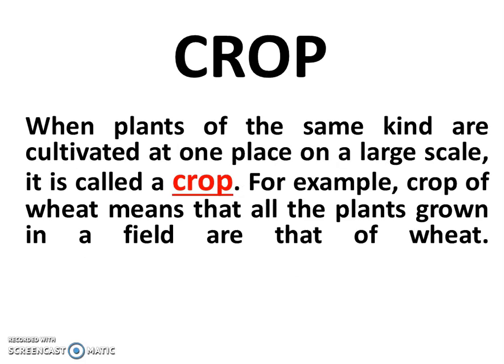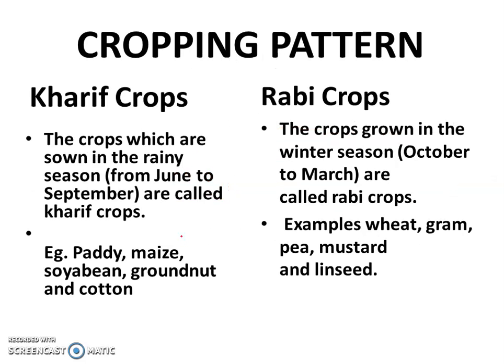Now crop. What is a crop? When plants of the same kind are cultivated at one place on a large scale, that is called a crop. It means the plants should be of the same type, right? So that is called a crop. For example, a crop of wheat means that all plants grown in the field are wheat, right? So this may be an example of a crop.